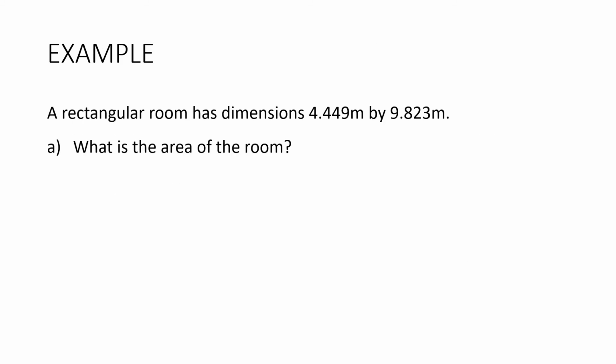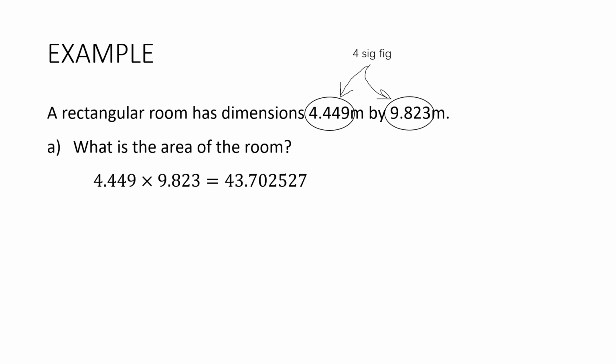Let's finish with one more example. A rectangular room has dimensions 4.449 metres by 9.823 metres. What is the area of the room? Now, both of these measurements are to 4 significant figures. So when we multiply them, we should approximate them to 4 significant figures.